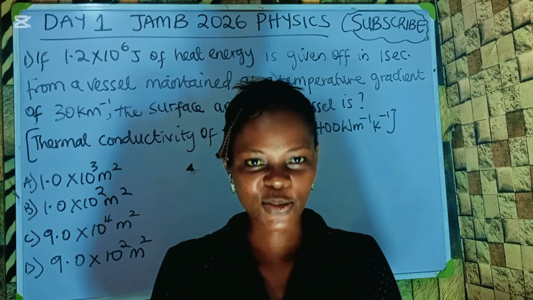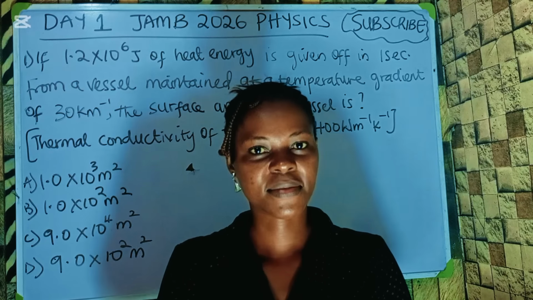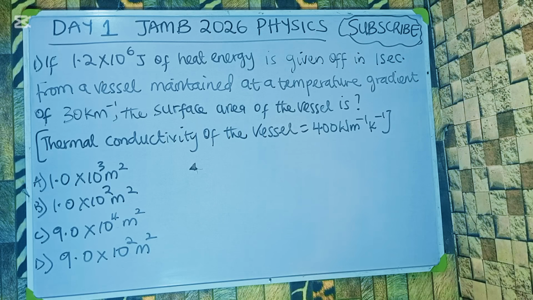With no further ado, let's get straight into the questions. Question 1. If 1.2 times 10 raised to the power of 6 of heat energy is given off in 1 second from a vessel maintained at a temperature gradient of 30 Kelvin per meter, what is the surface area of the vessel? We are given the thermal conductivity of the vessel as 400 Watts per meter per Kelvin, and we have the following options. So let's solve this question.